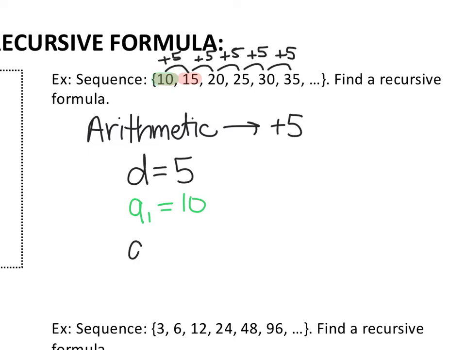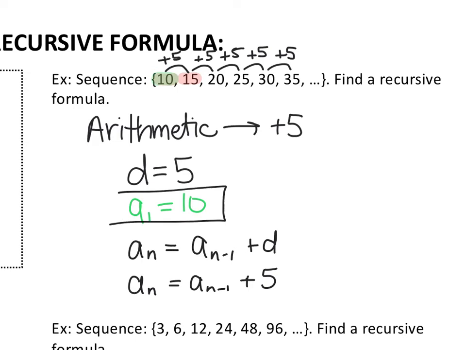Now we want to write our formula. A sub n, so that way we could find it for any number in the sequence, is going to be equal to a sub n minus 1 plus d. So what we're going to do is write a sub n is equal to whatever the previous number is plus 5. So when you're answering these, you want to make sure you state the first number, and then you're going to state your formula, the a sub n.